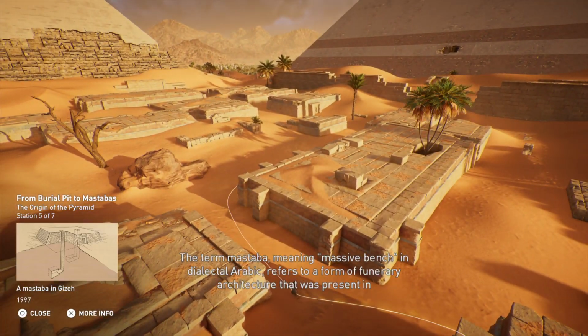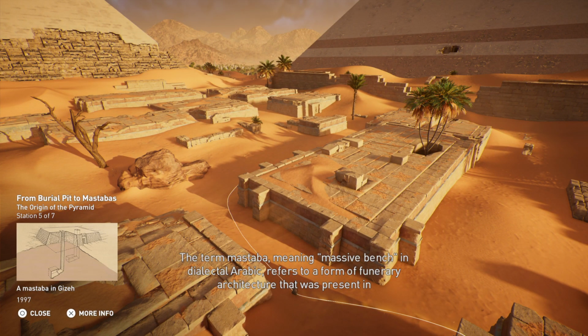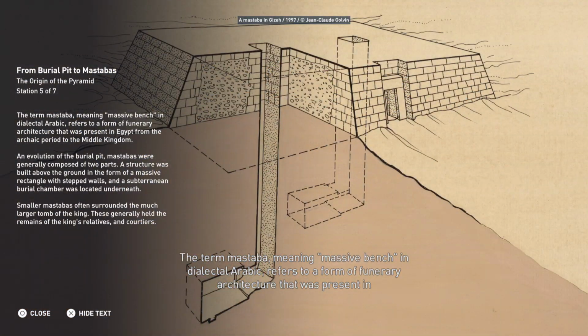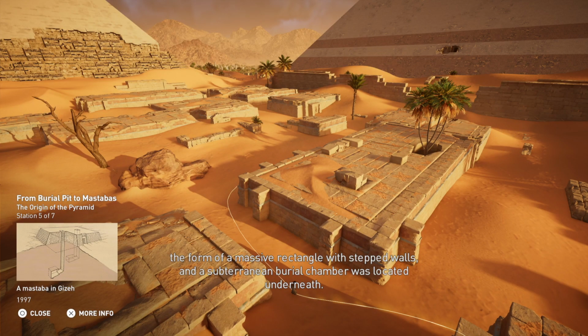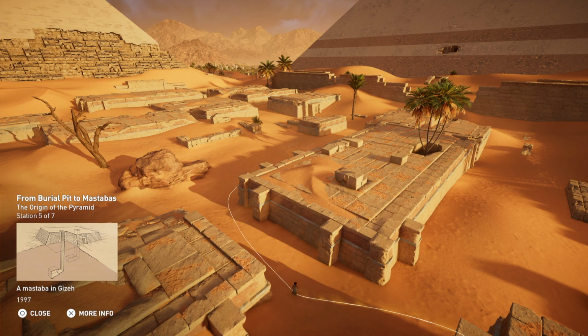The term mastaba, meaning massive bench in dialectal Arabic, refers to a form of funerary architecture that was present in Egypt from the Archaic period to the Middle Kingdom. An evolution of the burial pit, mastabas were generally composed of two parts. A structure was built above the ground in the form of a massive rectangle with stepped walls, and a subterranean burial chamber was located underneath.